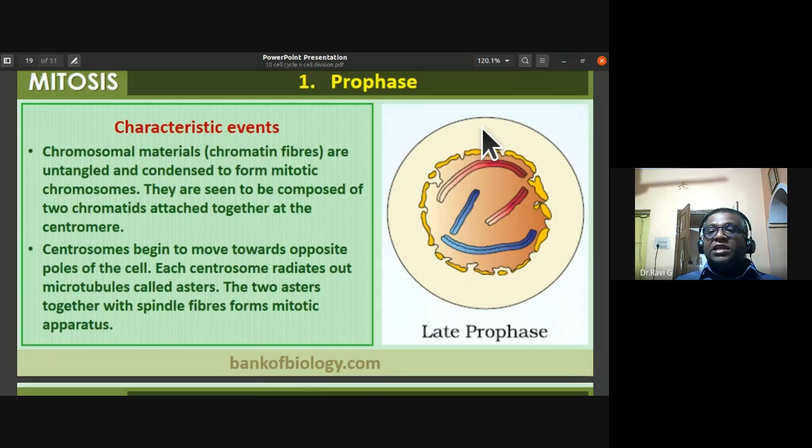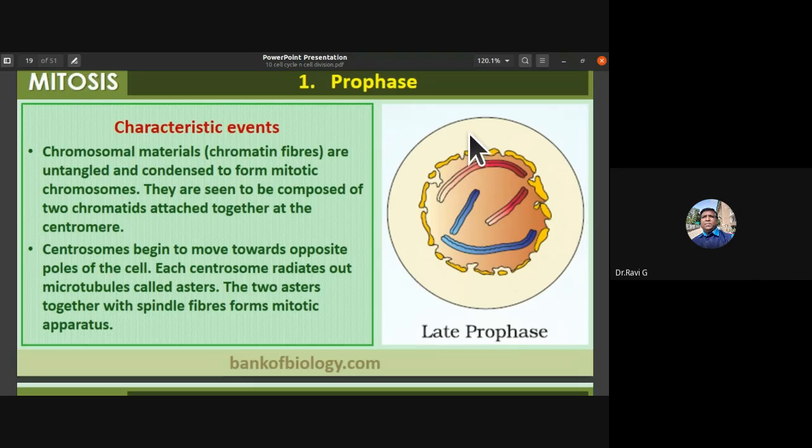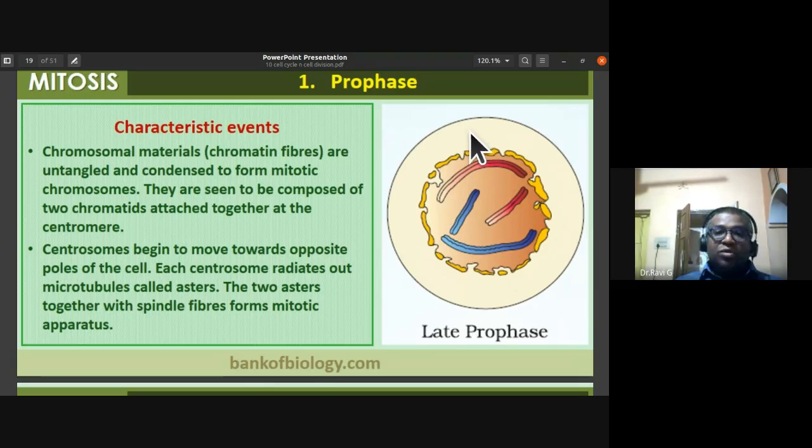Each centrosome radiates out microtubules called asters. The two asters together with spindle fibers form the mitotic apparatus. So the asters are nothing but the microtubules radiating out from each centrosome.